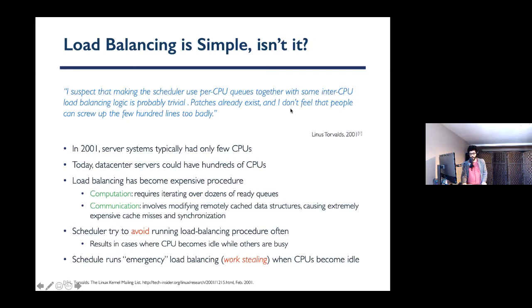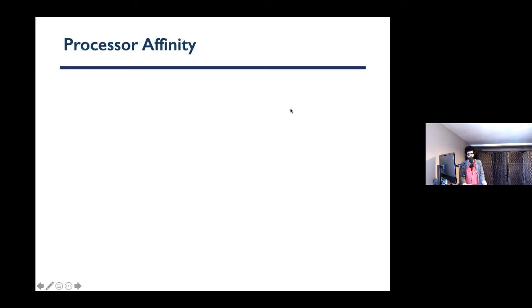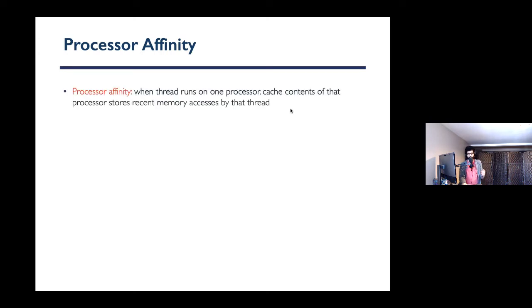Okay, so let's move on. I think I made my case about what the state of the art is in terms of work stealing and load balancing. Now, there are still a few questions that you need to answer about processor affinity. So what is processor affinity after all? It means, where does the thread belong? That's the affinity of a thread.